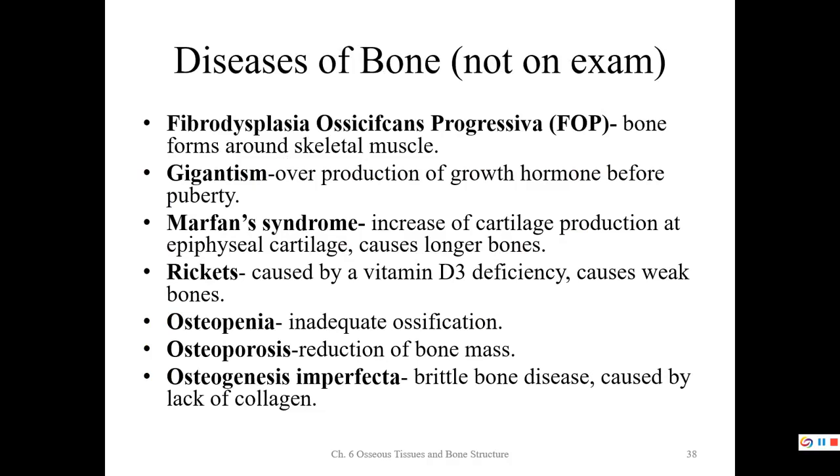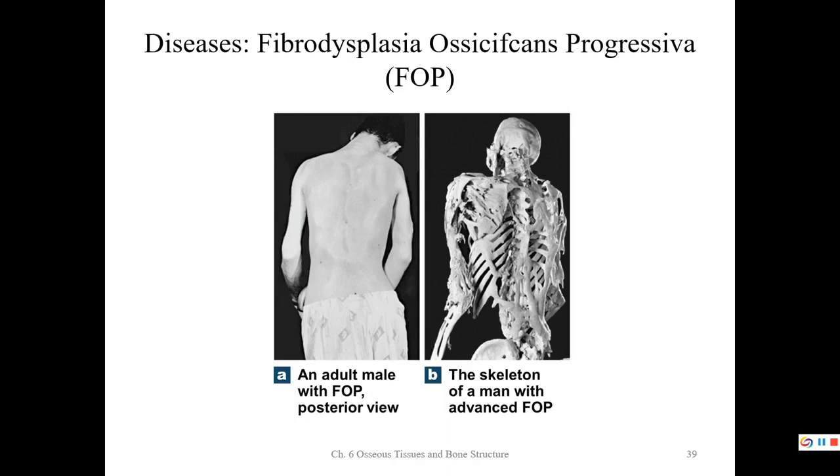Rickets, caused by vitamin D3 deficiency, weak bones. Osteopenia, inadequate ossification. Osteoporosis, bone mass is reduced. Osteogenesis imperfecta is brittle bone disease. We have lack of collagen, especially type 1 collagen. FOP, this is a really advanced FOP skeleton, pretty nasty looking disease.